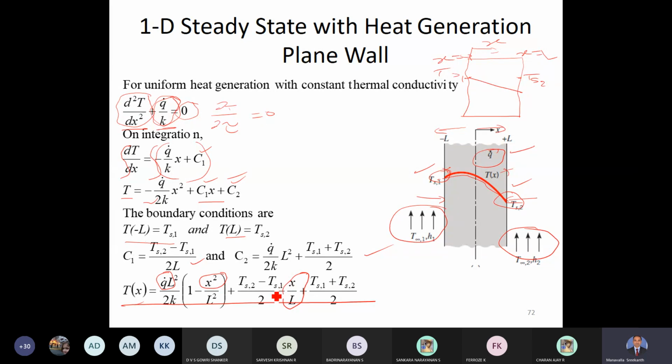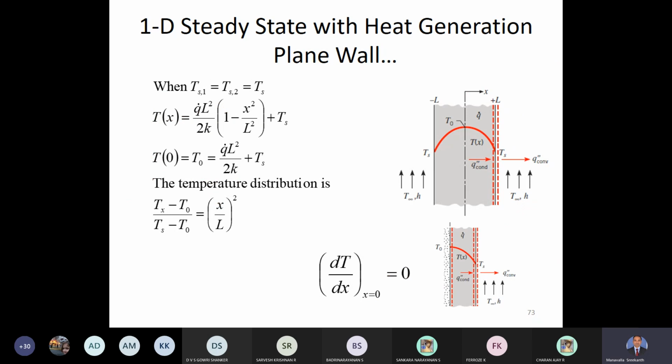Now you will find this equation on page number 56. This is in the data book, page 56. The notation can be different, but this is the same equation. Okay. Now we'll move on to the next slide, a special case of the previous one.